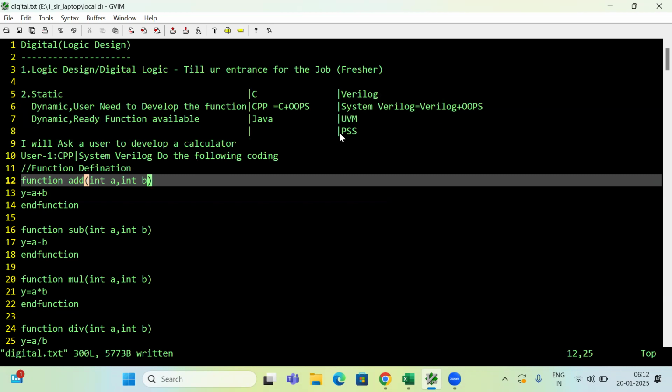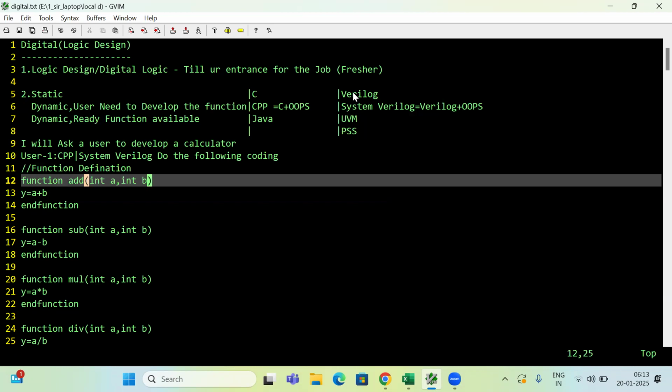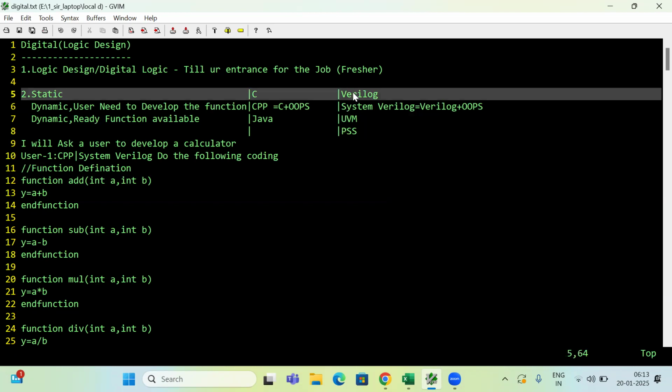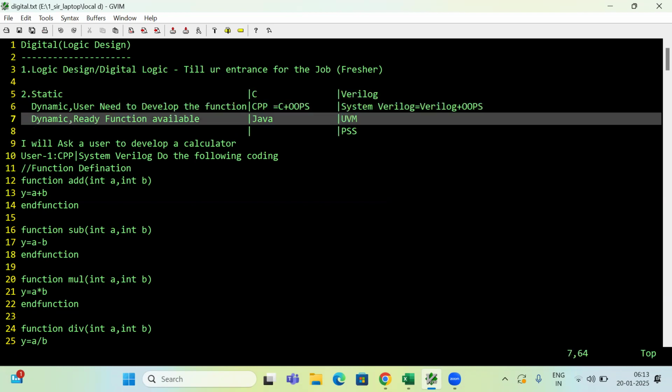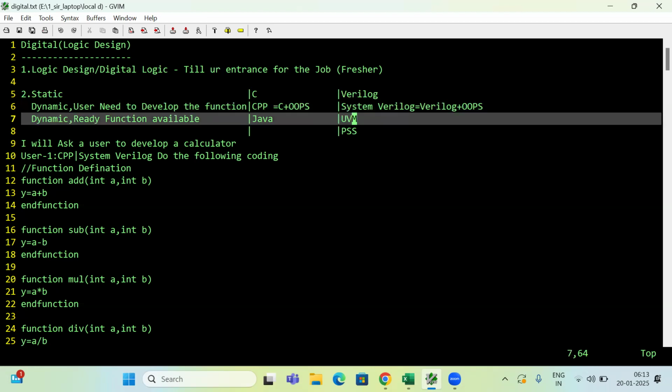PHE is trending in the market now. Next, I have given you a clear explanation of what is Verilog, SystemVerilog, UVM and PHE. They are static, they are dynamic. But in the other, both the definition and calling, you need to do function definition. Here only calling you need to do, definition is available.